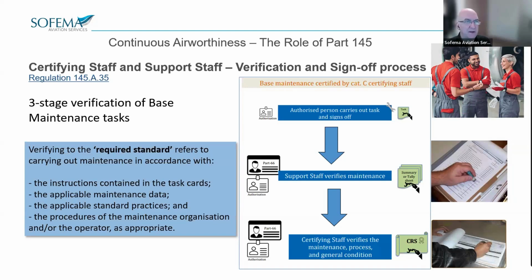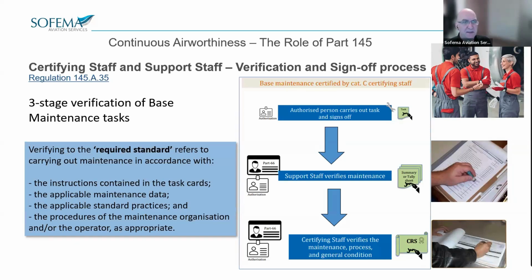So as you can see in this diagram, at the top of the series of activities here, an authorised person, that's a licensed engineer, will carry out a maintenance task and he will sign it off as in accordance with the aircraft maintenance manual. So he's responsible for the direct accomplishment of that task. However, support staff in the form of other licensed engineers will check his documentation and possibly also do a secondary inspection to verify that the work has been done in accordance with the expected requirements. And that support staff person will sign against that.